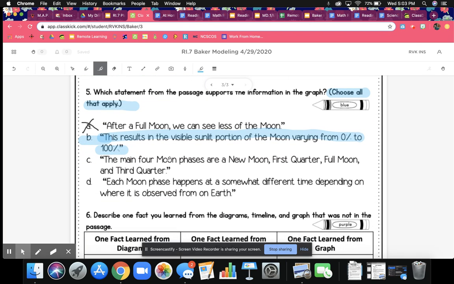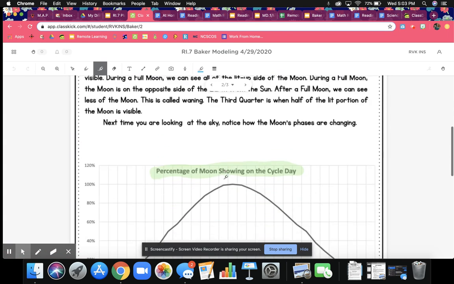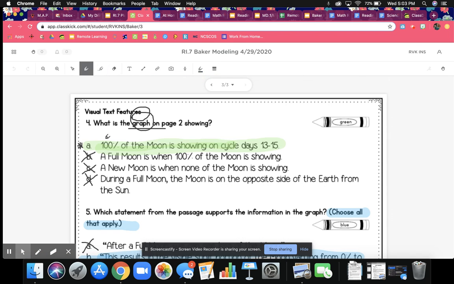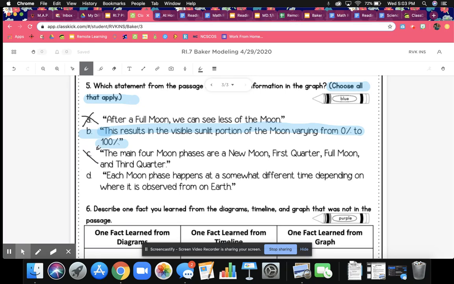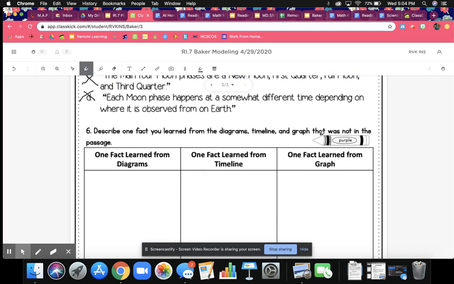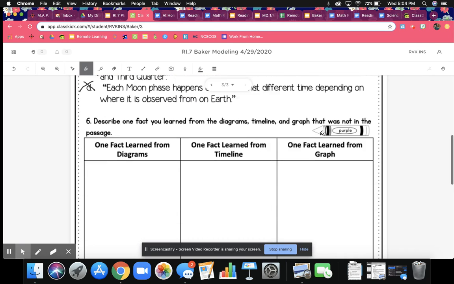The main 4 moon phases are a new moon, first quarter, full moon, and third quarter. This graph doesn't say anything about that, so I'm going to X that one out, because I know it's not right. And then D, each moon phase happens at a somewhat different time depending on where it is observed from on Earth. That does not have anything to do with those percentages. So even though it says choose all that apply, you only had one answer, but you need to make sure you're looking to make sure that you only have one answer. If you have more than one, it could be right.